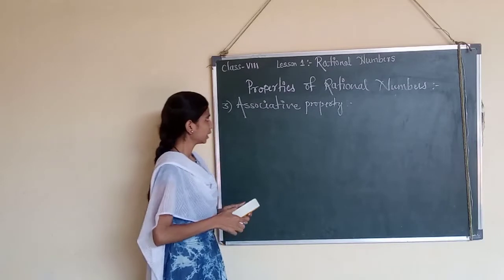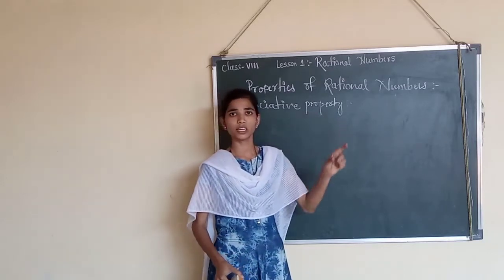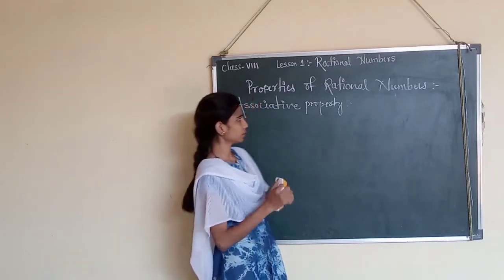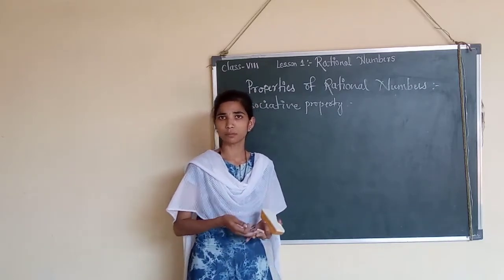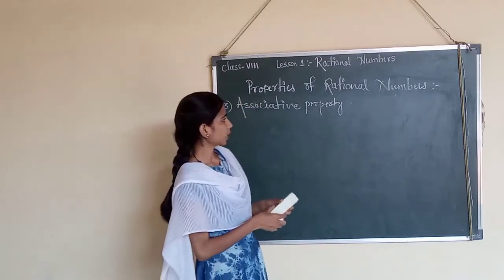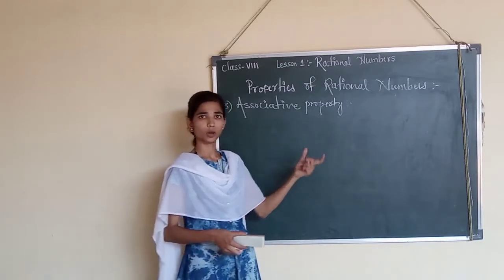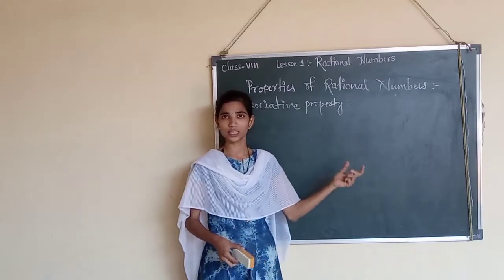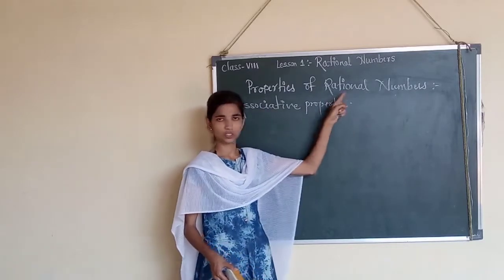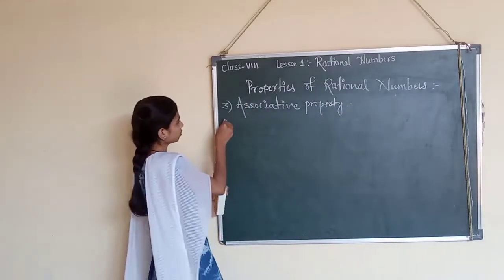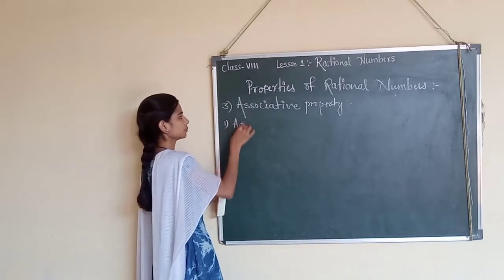Associative property. In the associative property, when we rearrange three or more rational numbers with any operation, that is addition, subtraction, multiplication or division, then if the result is the same on LHS and RHS, we can say that the associative property holds for rational numbers. So first we'll see it for addition.